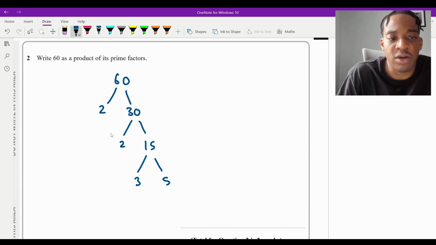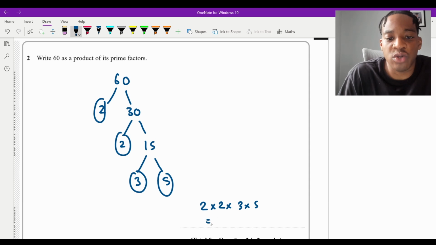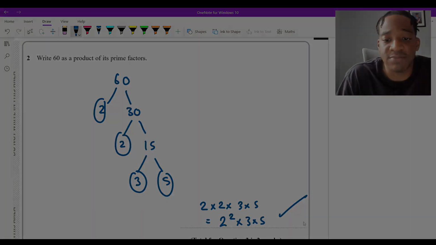Now, once you've finished your factor tree, the ends of the branches where you have the prime numbers are going to be your factors that you multiply. So I'm just going to circle these. The answer is just going to be 2 times 2 times 3 times 5. And then what you can do is simplify this using index laws. 2 times 2 is 2 squared, so it just becomes 2 squared times 3 times 5. And that's it. And that's question 2 finished.